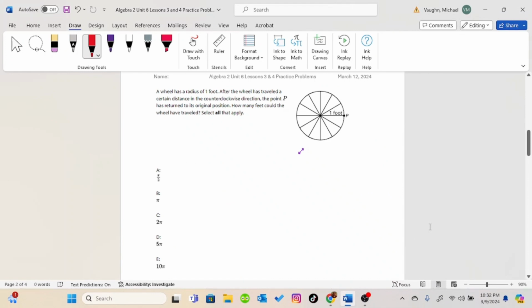Page 2. A wheel has a radius of 1 foot. After the wheel has traveled a certain distance in the counterclockwise direction, the point P has returned to its original position. How many feet could the wheel have traveled? Select all that apply. So the circumference, remember, is r, the distance out to the circle, and then it's 2 pi all the way around.